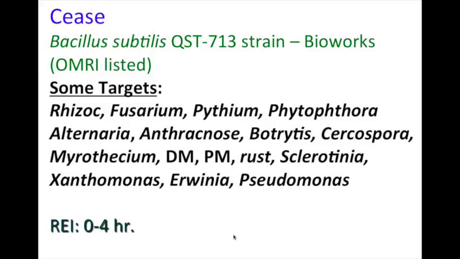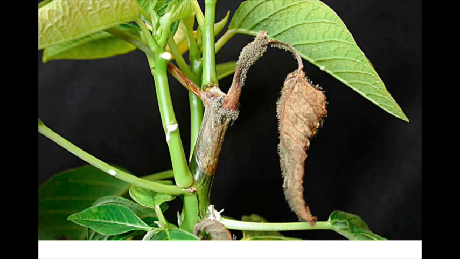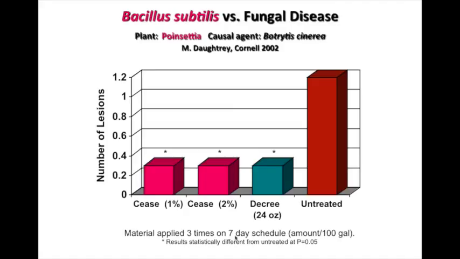Cease has Bacillus subtilis within it, and it's one of the products that has an OMRI listing, and that's also a big advantage. You can use a lot of these products for biocontrol. Botrytis is one of the things that's often addressed by these materials.